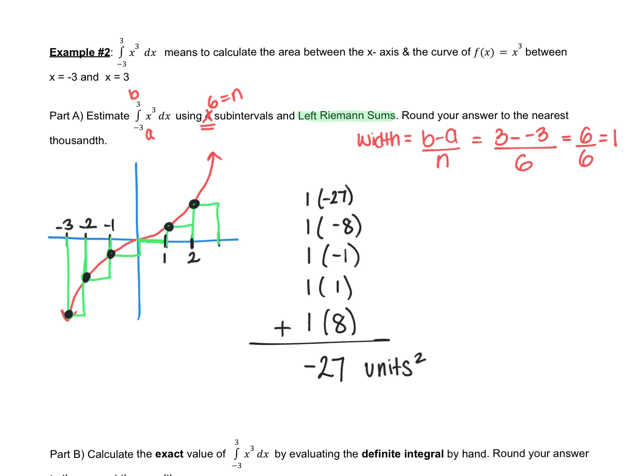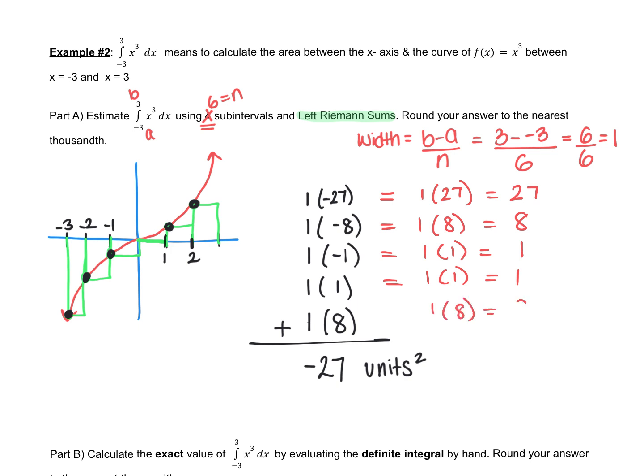And here's the reason. If you're asked to calculate the area, you don't want to use the negative numbers. You want to consider thinking of the absolute value because area can never be negative. So really this one should be 1 times 27, which is 27. And this one should be 1 times 8, which is 8. And this one should be 1 times 1, which is 1. And obviously 1 times 1 again is 1. And then 1 times 8 is 8.